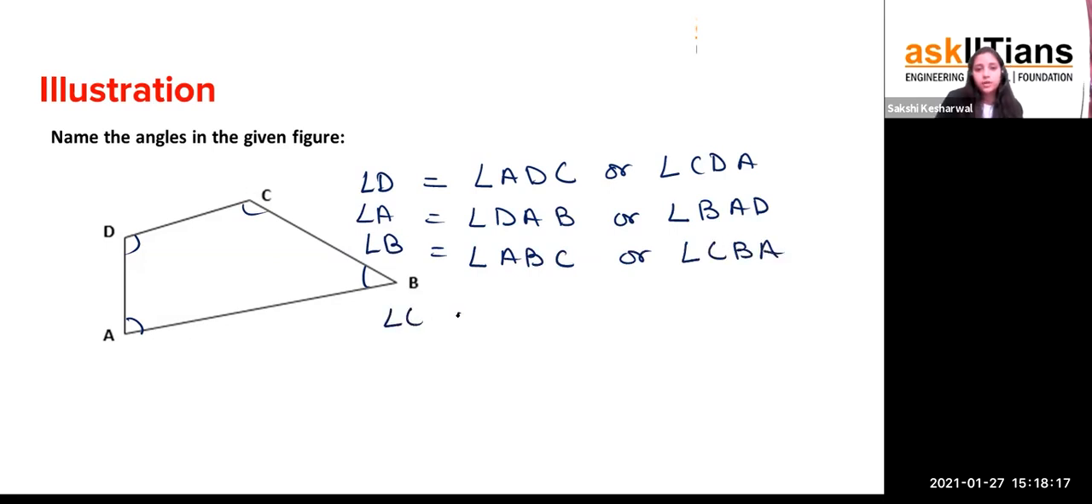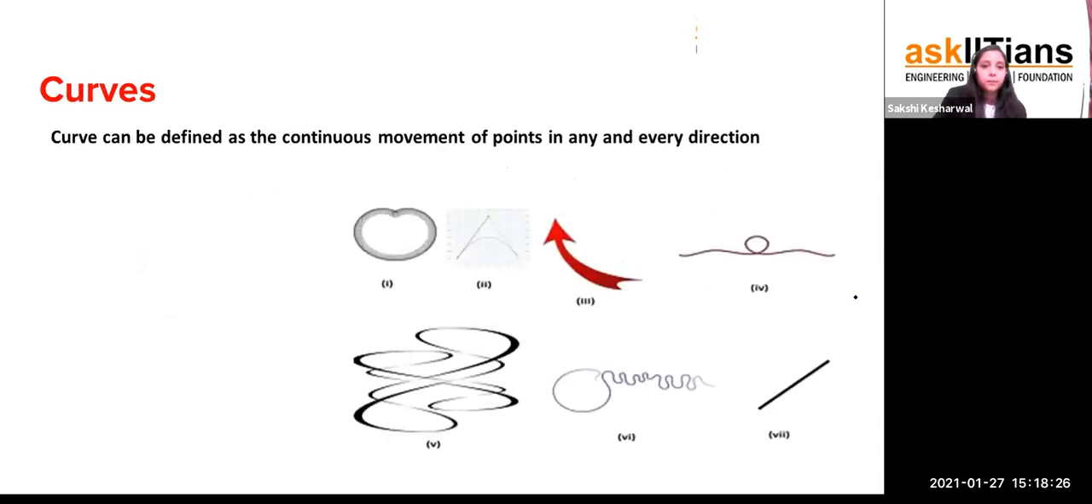Angle C can be written as angle BCD, or angle DCB. You can opt for any of the options, right? Okay. Now, let's come to the curves. What are curves?